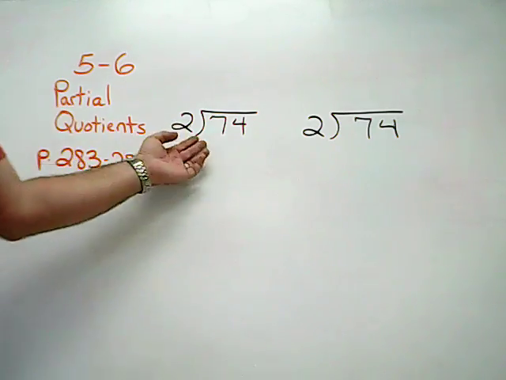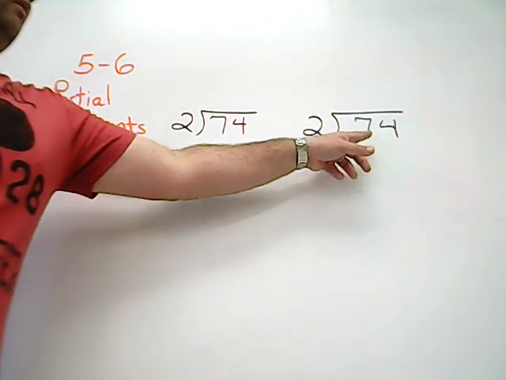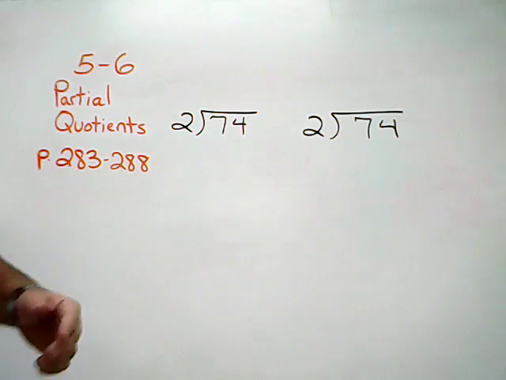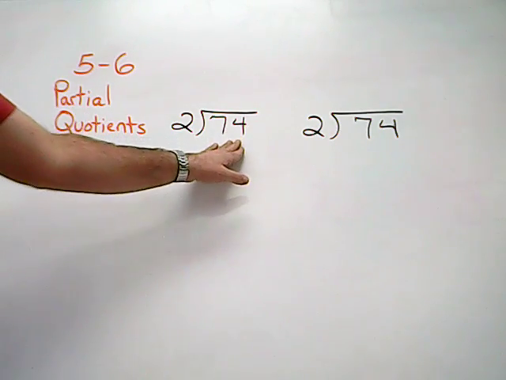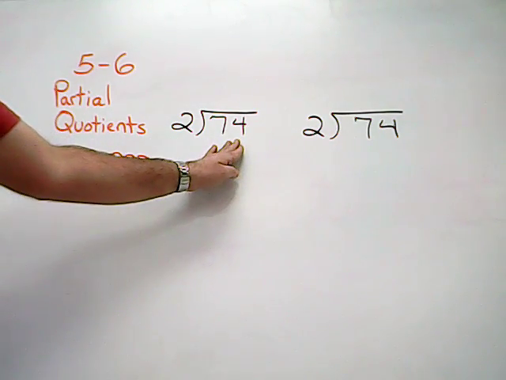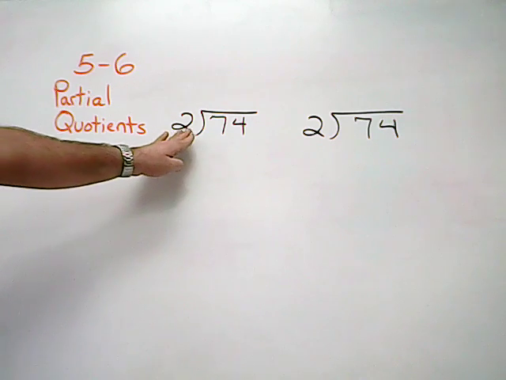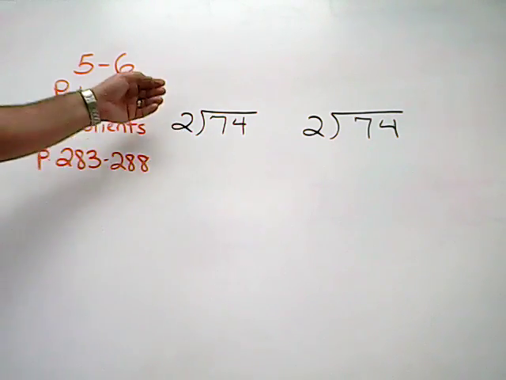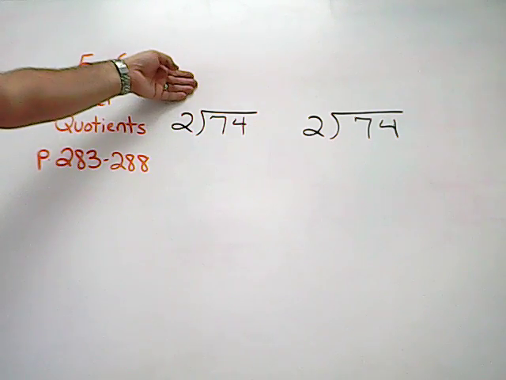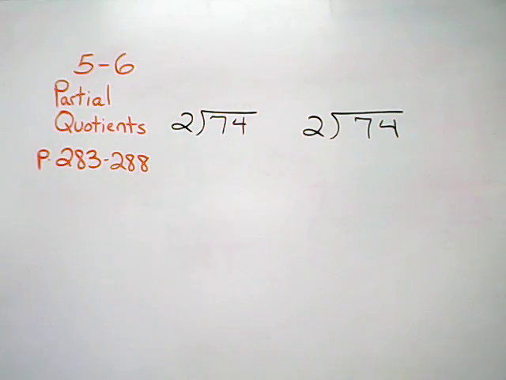You'll see I have the same problem written twice. 74 divided by 2. Remember, 74 is my dividend. That's my total number. 2 is my divisor. That's going to be the number of groups that I am breaking my 74 items into. What I'm trying to find out with my quotient is how many items will go in each one of those groups. This looks like a pretty intimidating problem, but we're going to break it down into smaller steps to make it a lot easier to work with.